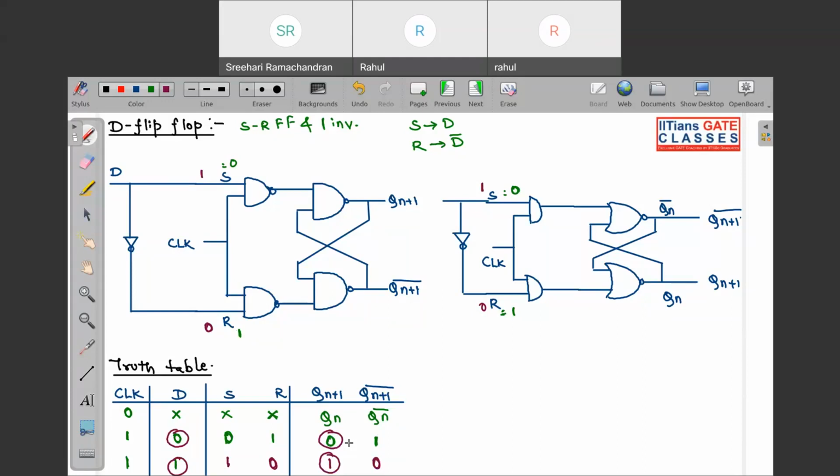Srihari, did we understand this concept? Yes, sir. Clear. Any doubts in this? No. Okay, fine.